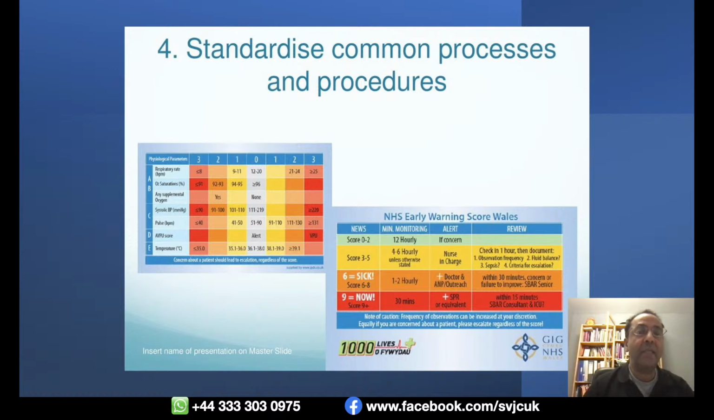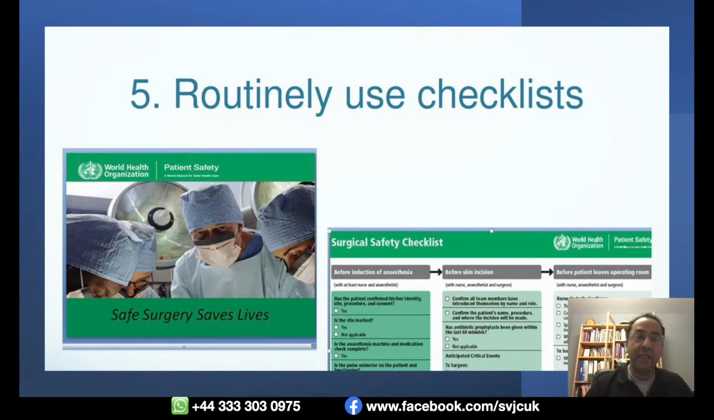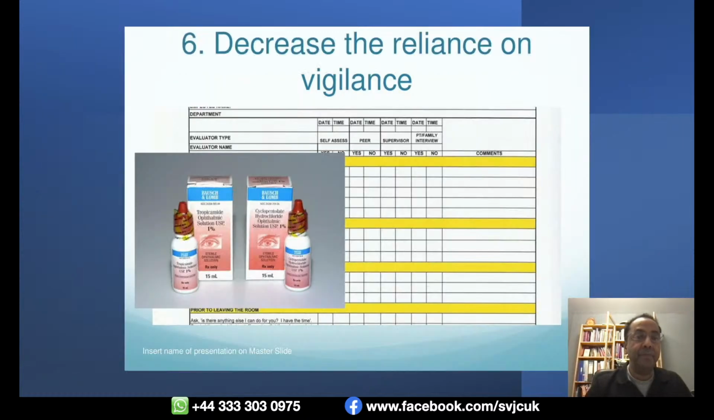Fourth is standardize common processes and procedures, and the example is the NEWS2 score, which basically gives you points depending upon which parameter gets affected, and that gives you a score which then triggers a response. And the routine checklist, one of the things which we are practicing now is the WHO checklist, and that basically flags up any issues and ensures patient safety all the time.